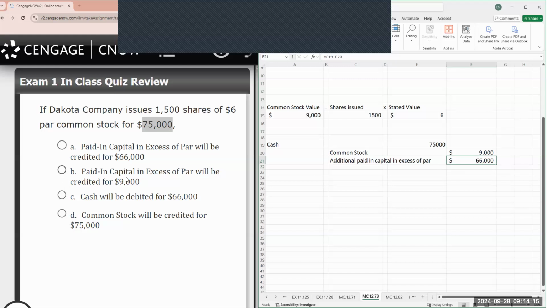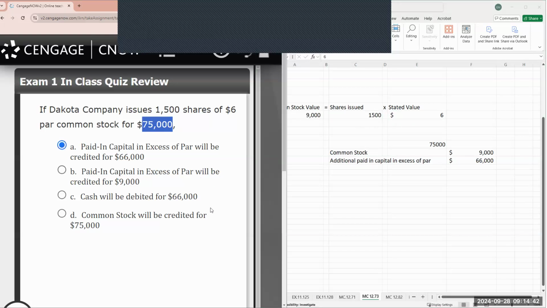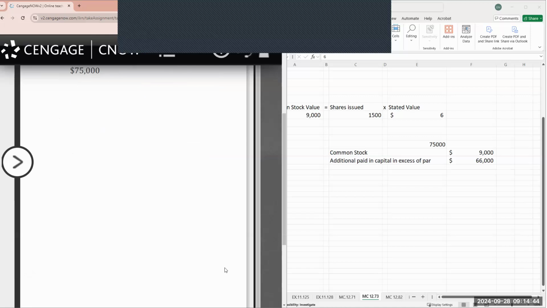Paid in capital in excess of par will be credited for $9,000. Incorrect. Common stock would be credited for $9,000. Cash would be debited for $66,000. Incorrect. The problem lets us know that they received cash of $75,000. D, common stock will be credited for $75,000. Incorrect. Common stock would be credited for the common stock value, which is the shares issued multiplied by the stated rate. So A would be our correct answer.